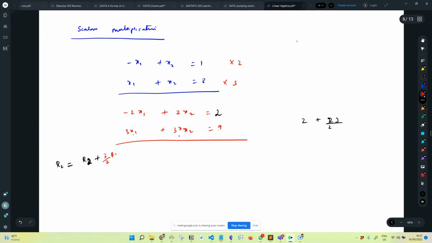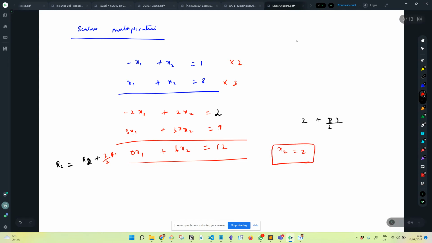3 by 2 R1 and plus is correct. Yeah. So when I multiply R1 by 3 by 2, this will be minus 3x1. So this will be 0 times x1, and 3 by 2 will be 3x2. This will be 6 times x2. Yeah, 6 times x2 equals, when I multiply 3 by 2, I get 12. Yeah, now I get the equation. So 6x2 will be equal to 12, then x2 will be equal to 2.